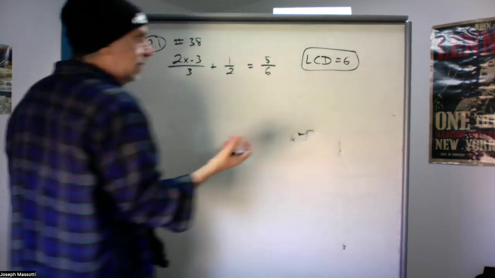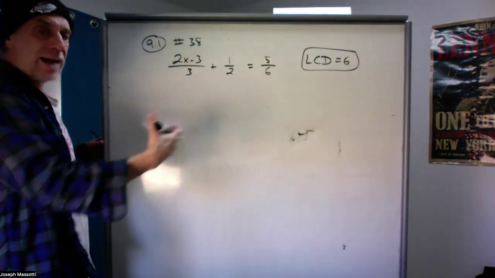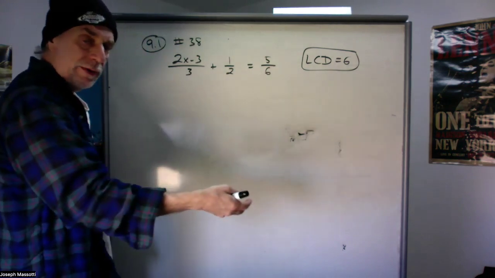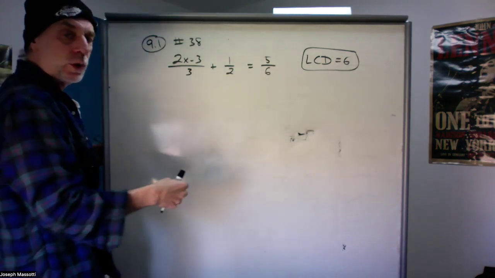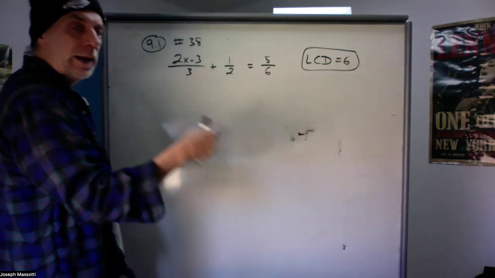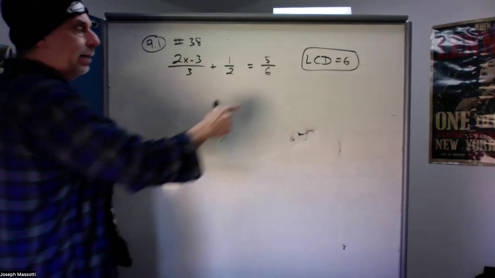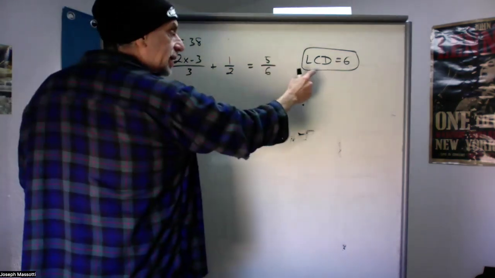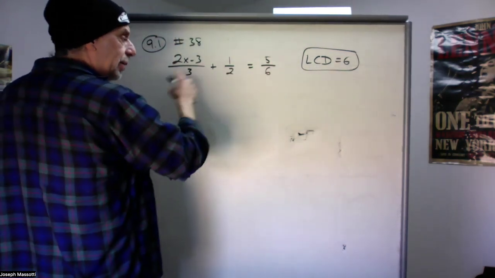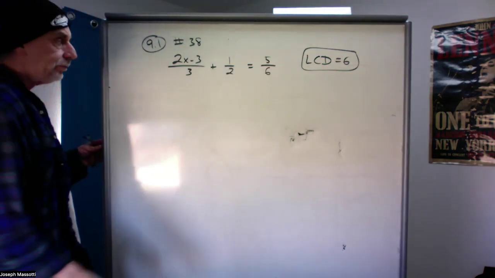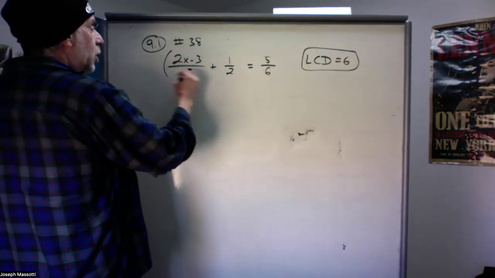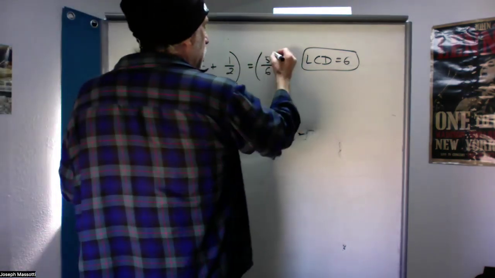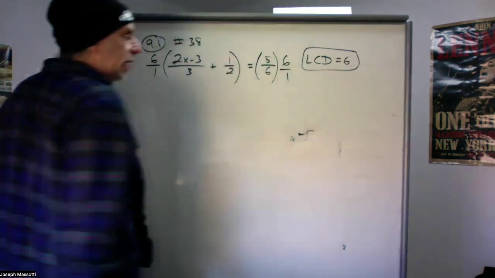If the other numbers did not divide into 6, then take the next multiple of 6. Go to 12 and check. If that doesn't work, go to 18 and check. And keep taking multiples of the largest denominator until you get the smallest number that all the denominators divide into evenly. So just like we did before, we're going to multiply both sides of this original equation by 6.